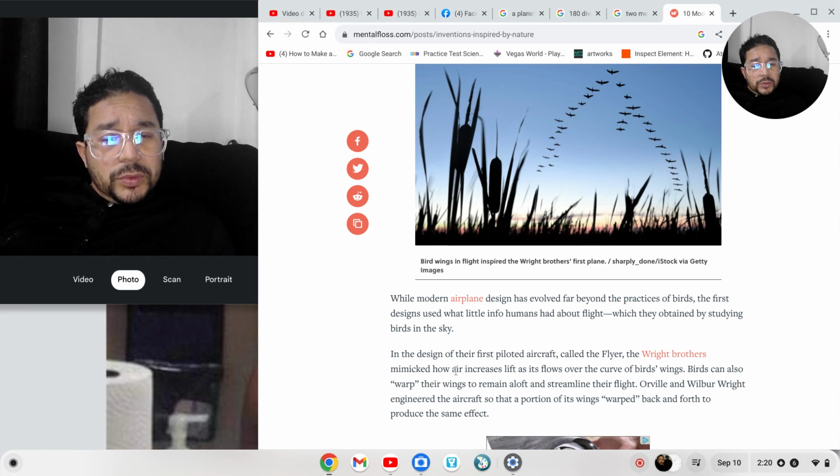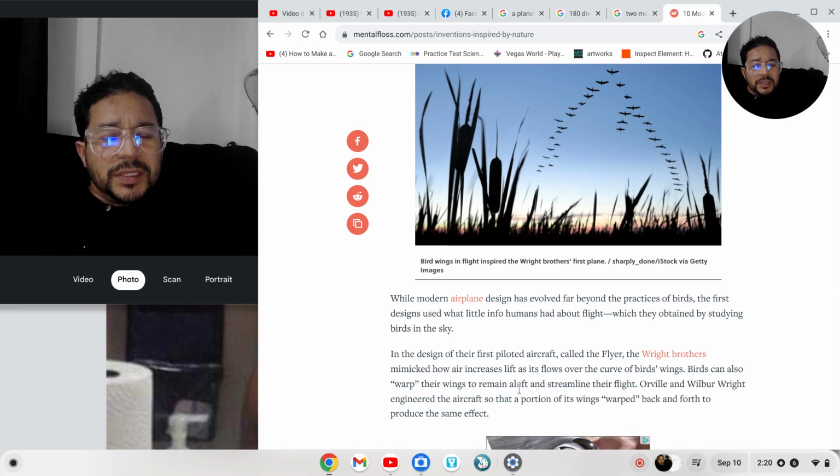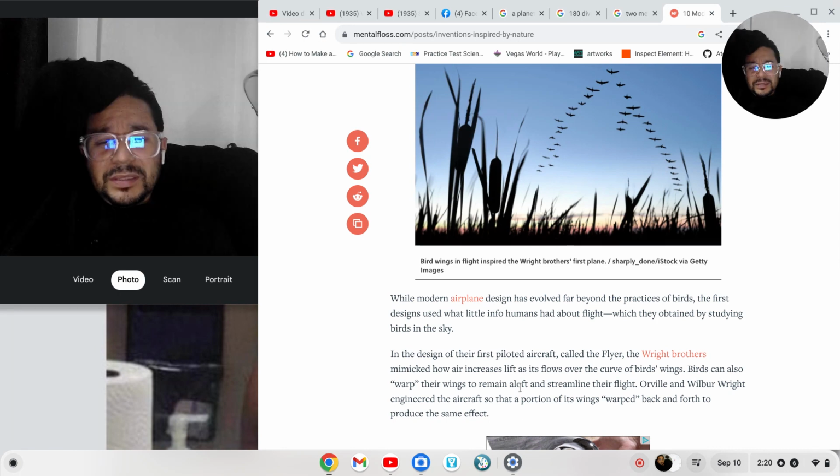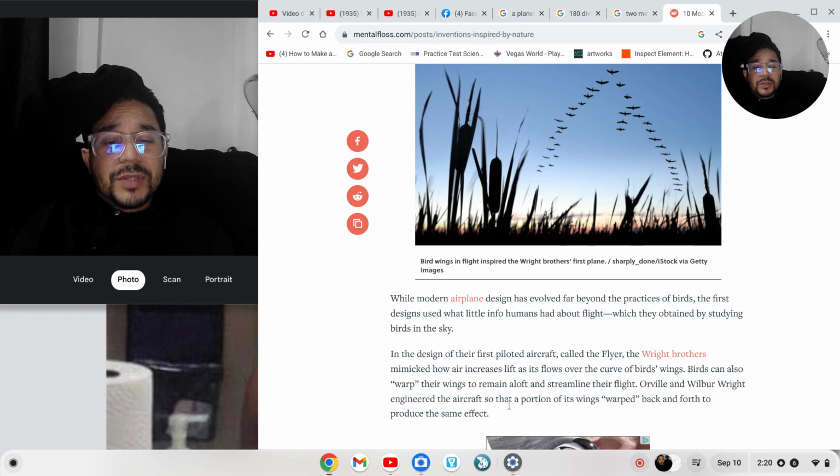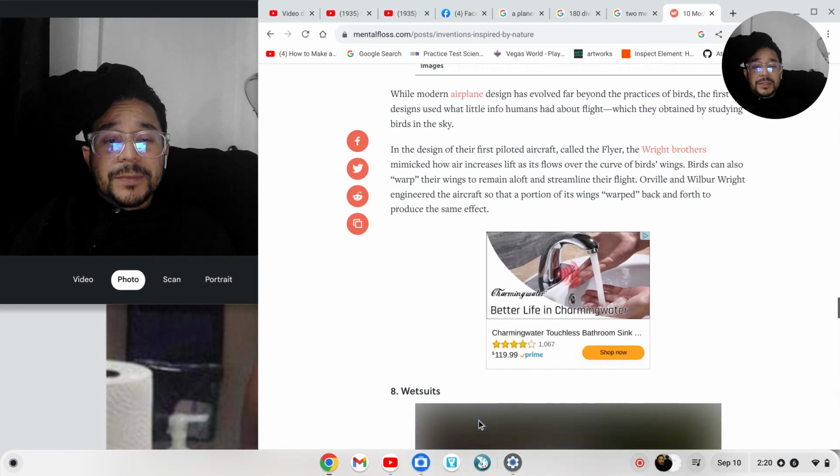Birds can also warp their wings to remain aloft and streamline their flights. Orville and Wilbur Wright engineered the aircraft so that a portion of its wings warped back and forth to produce the same effect.